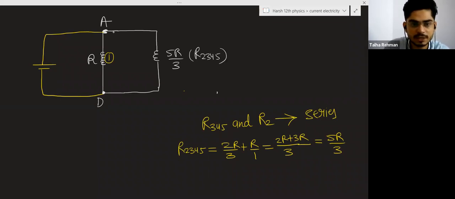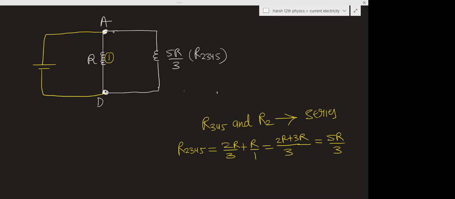Now Harsh, see, now you can identify this end to end connection, right? This R and this 5R by 3 are connected end to end. So which kind of combination is this? Sir, it is parallel. Very good, very good.